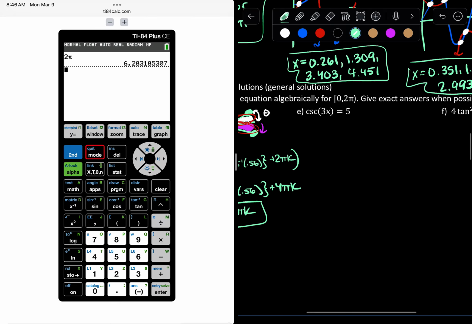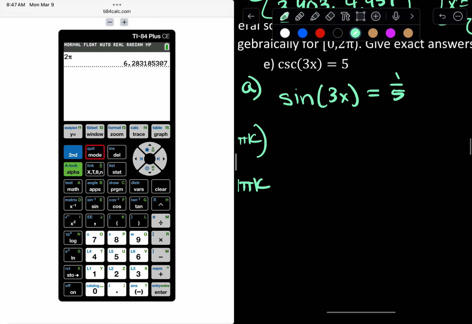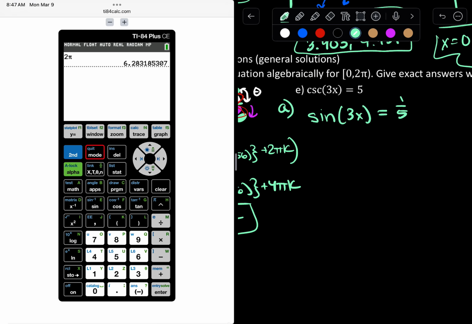E is going to be cosecant of 3x is equal to 5. So we recognize that this is a reciprocal. We are more comfortable working with our original 3, sine, cosine, and tangent, so go ahead and use the reciprocal. So I'll have sine of 3x is equal to 1/5. And I'm doing this because I reciprocated the right side. I will also reciprocate the left side.